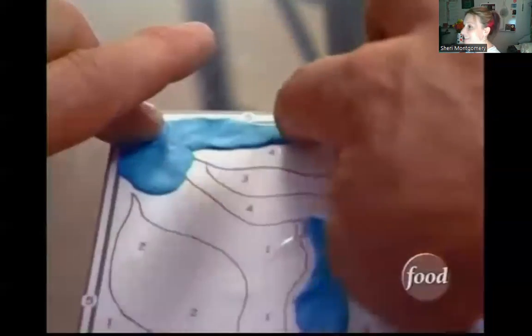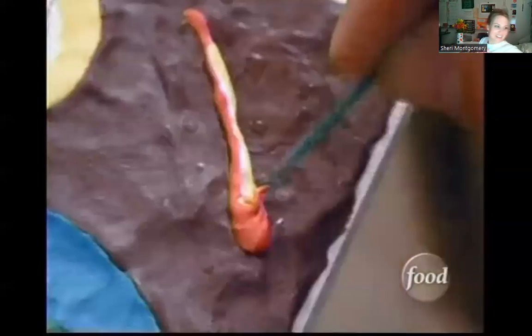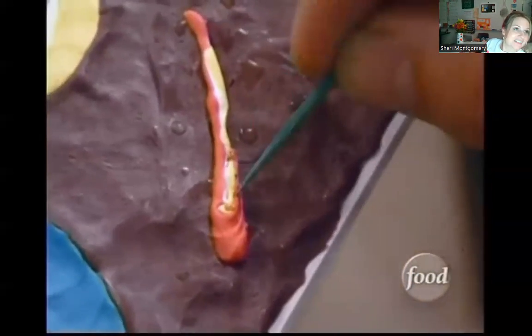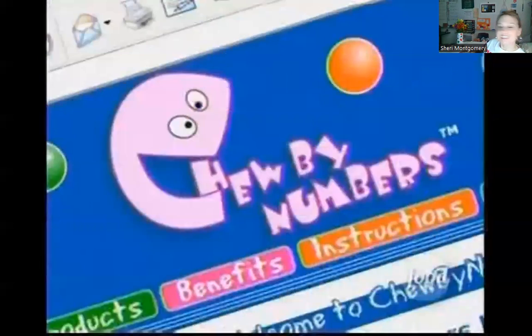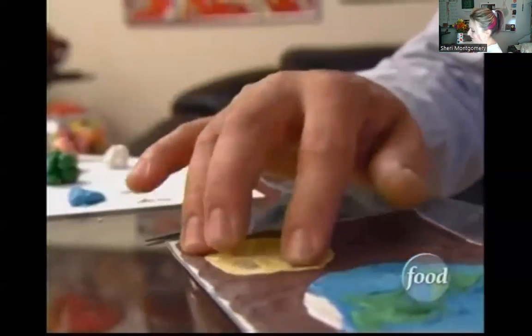He makes gum kits, and sells them online at chewbynumbers.com. Jamie said anyone can do it. I'll take it. I'll come back and get it because I got to go do my new business.